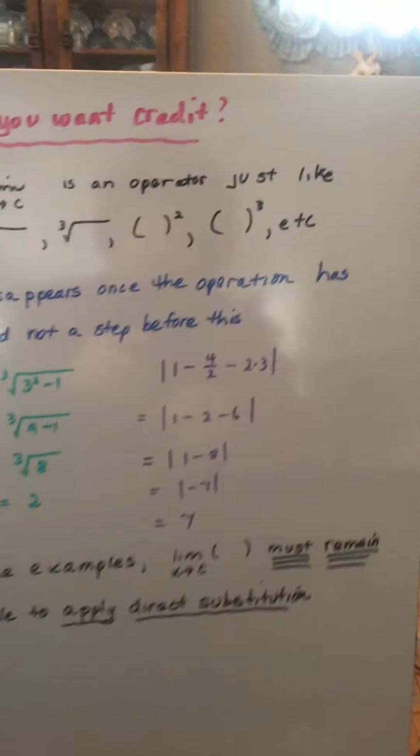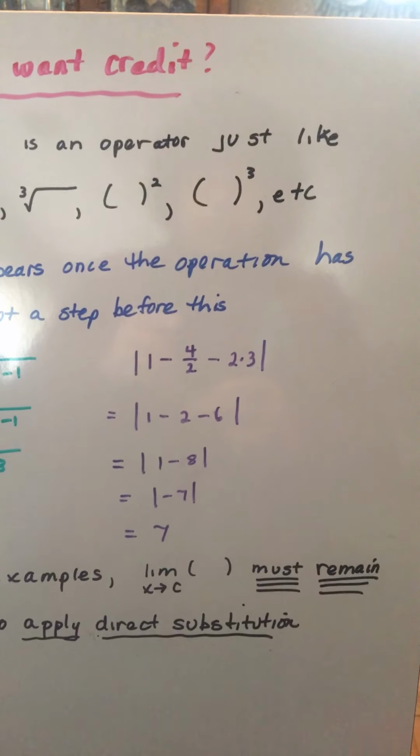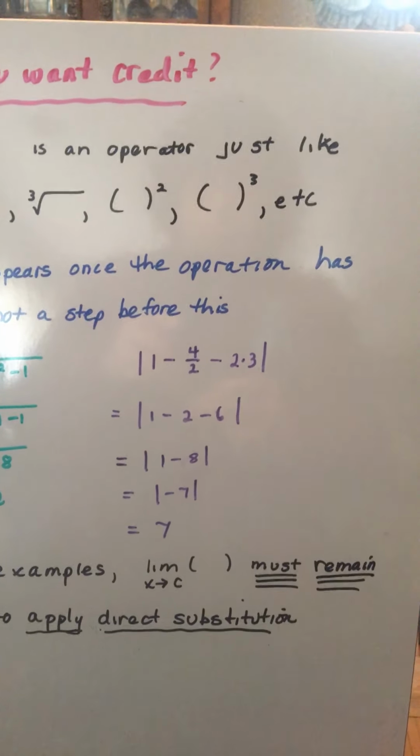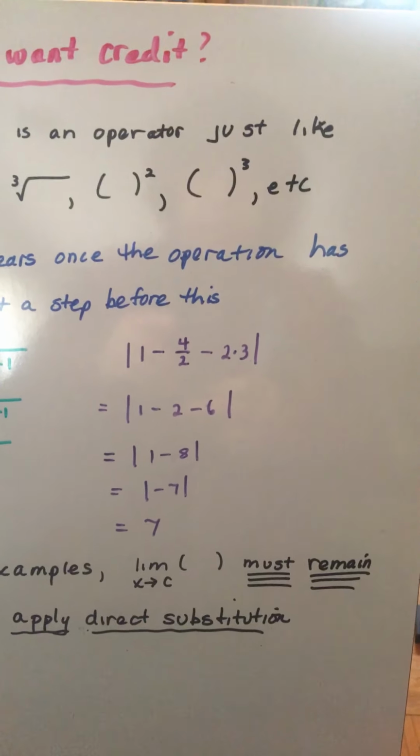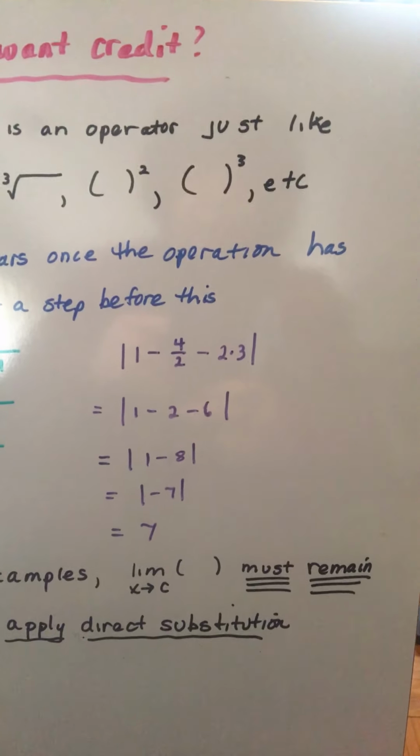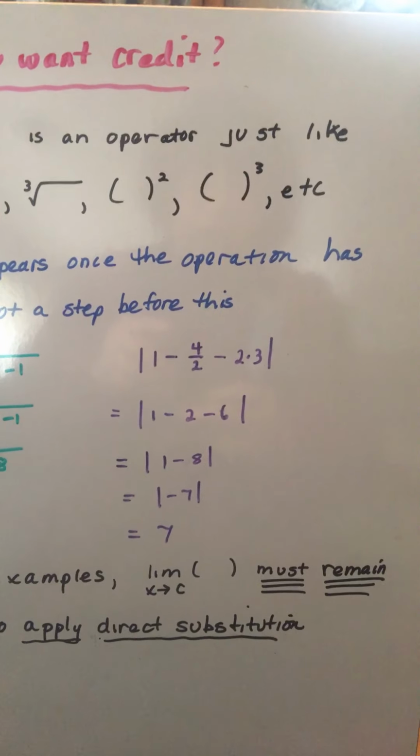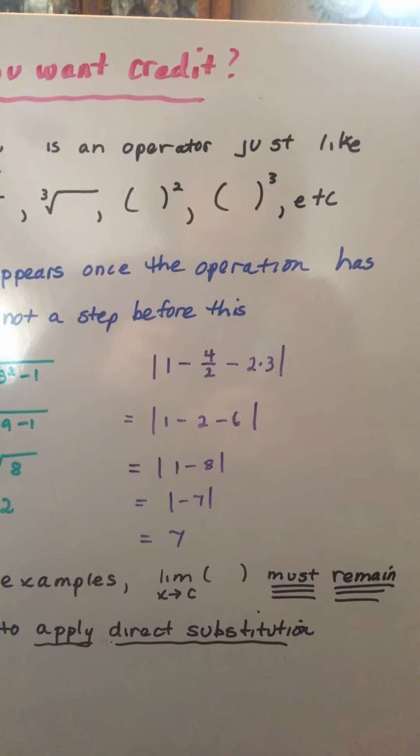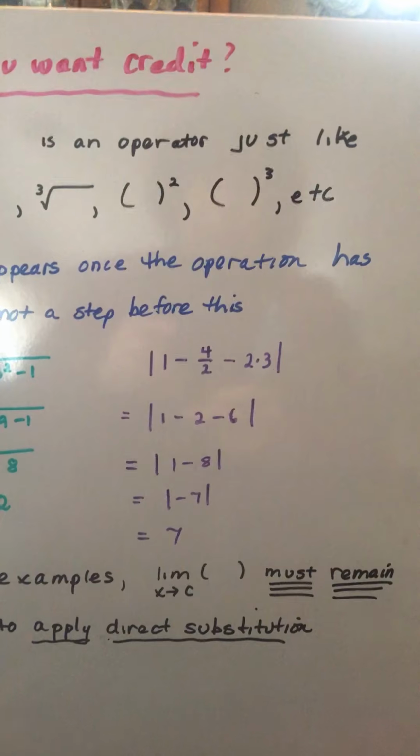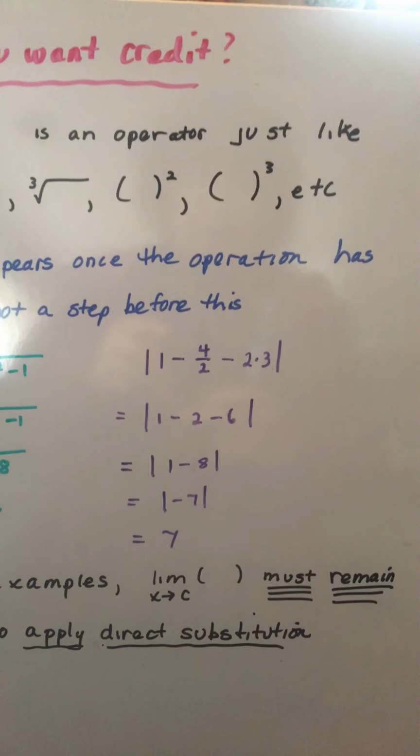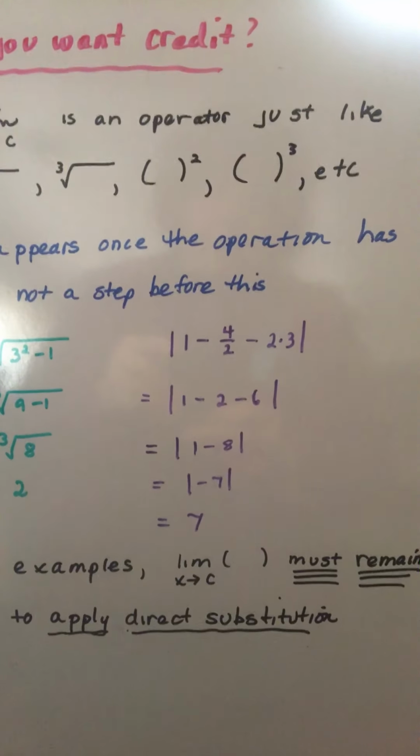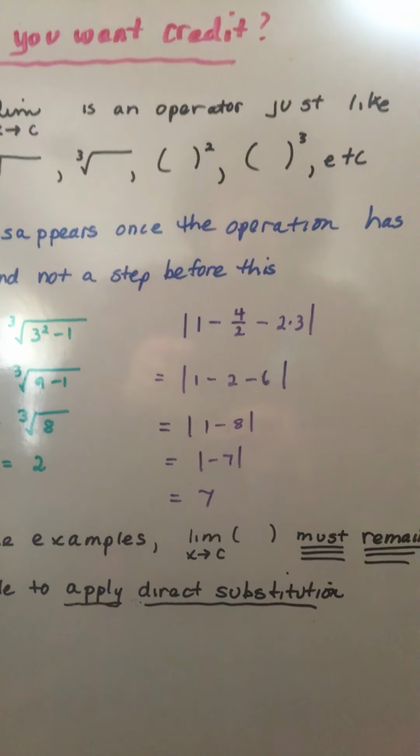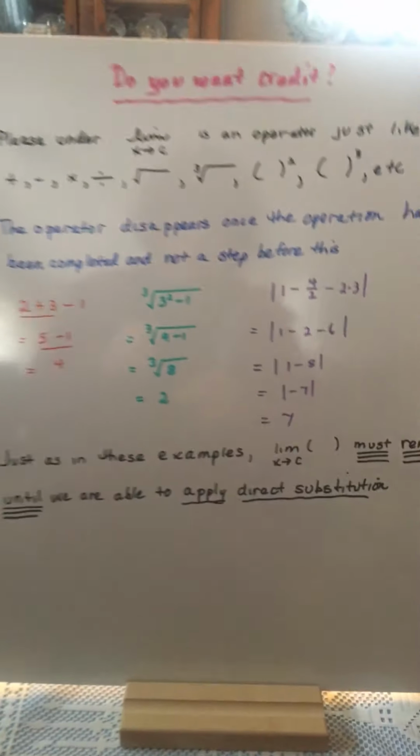The absolute value of 1 minus 4 divided by 2 minus 2 times 3. Well, once I do 4 divided by 2, there is no more division symbol. Once I do 2 times 3, there's no more multiplication symbol. Once I add the -2 and the -6, I have only one minus symbol. Once I do 1 minus 8, I simply have a -7. And when I do the absolute value, the symbol disappears.